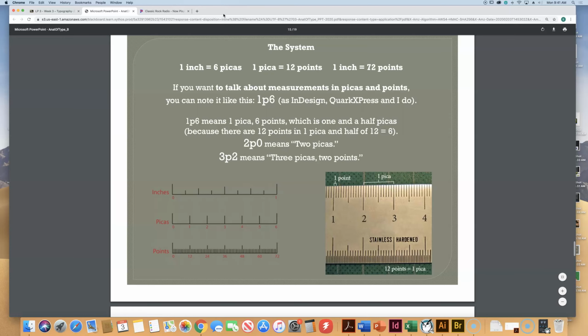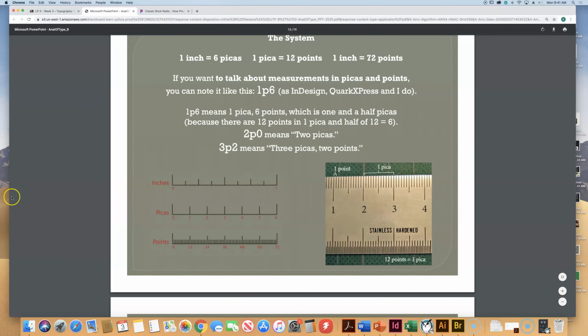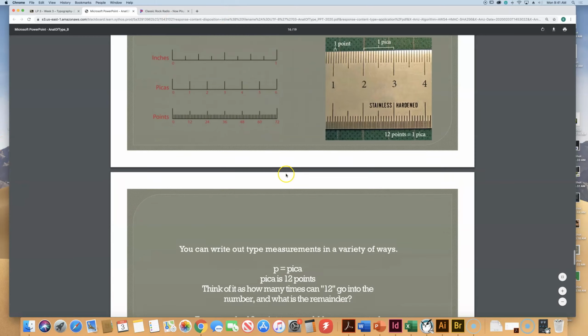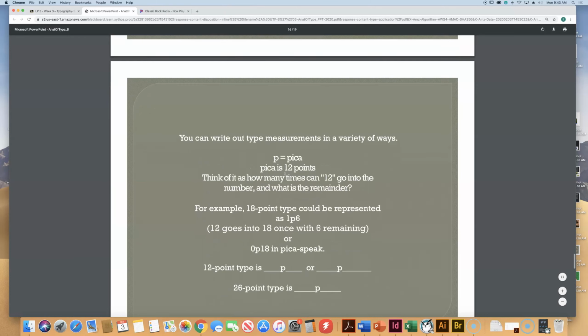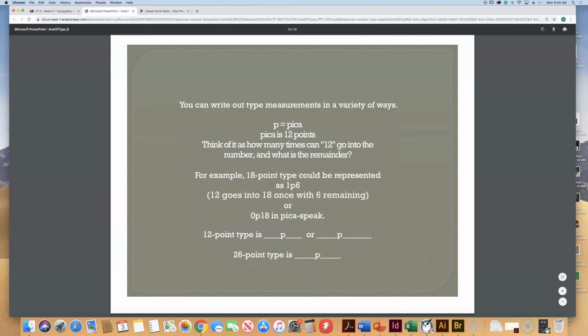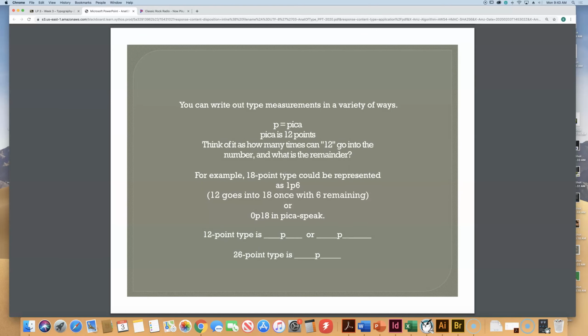Seems horrible and confusing. It's old school. We don't like it. Oh, I don't get to that first. Let's practice. Like I said, think of it as how many times can 12 go into the main number? So 72 point type, how many times can 12 go into that? 6 times, so that's 6.